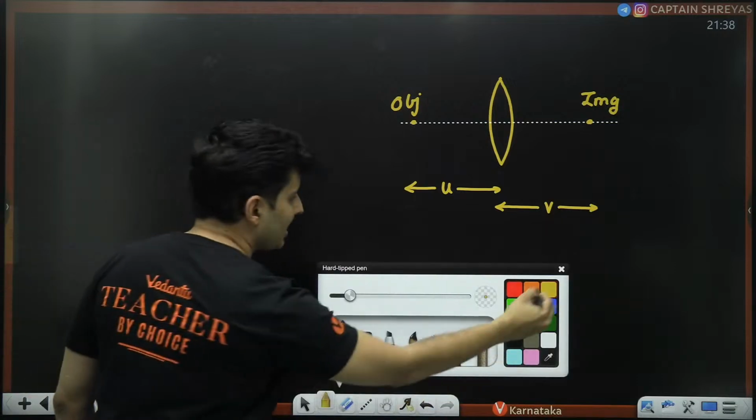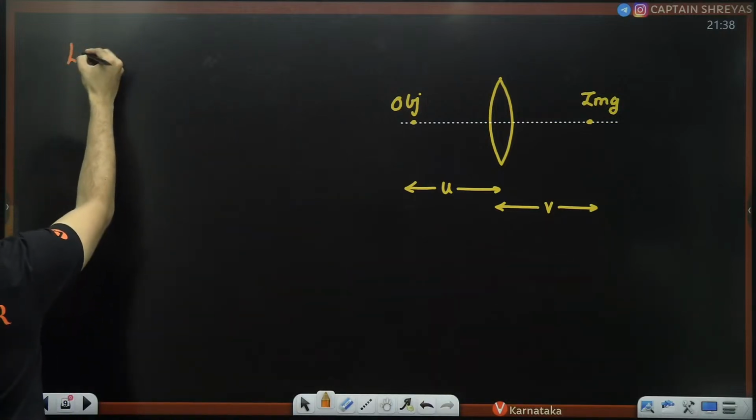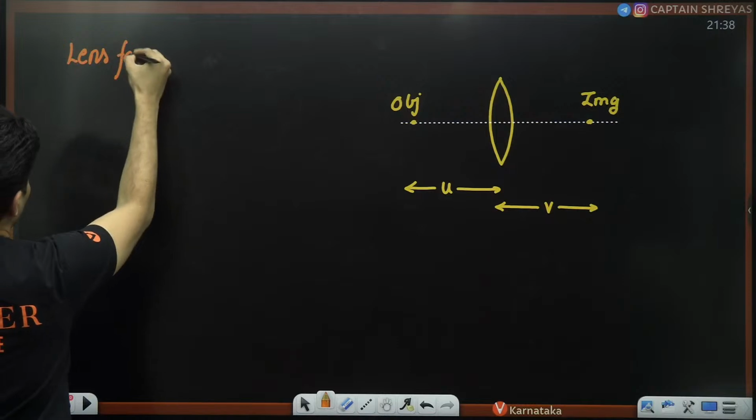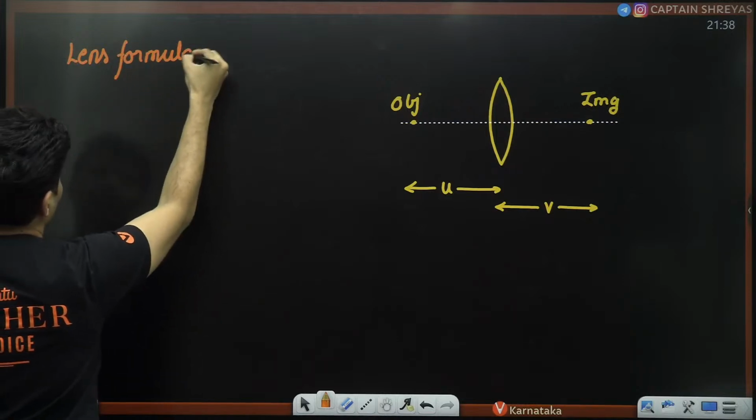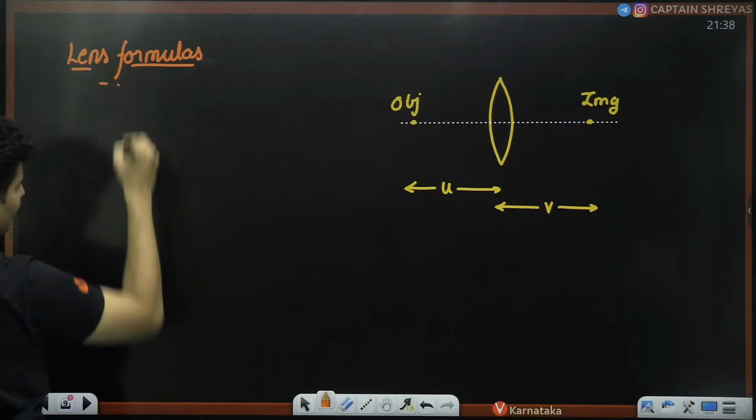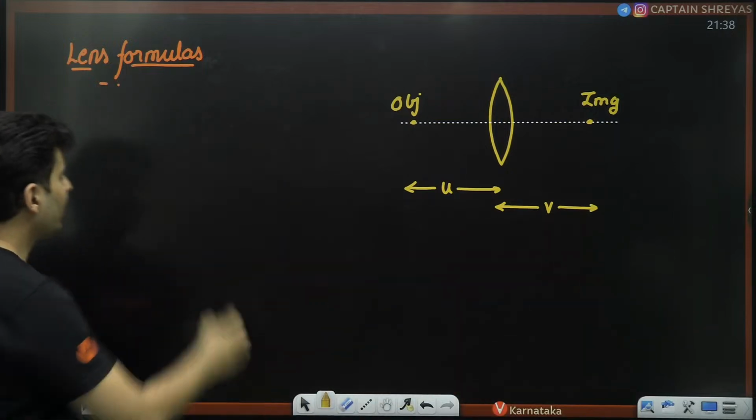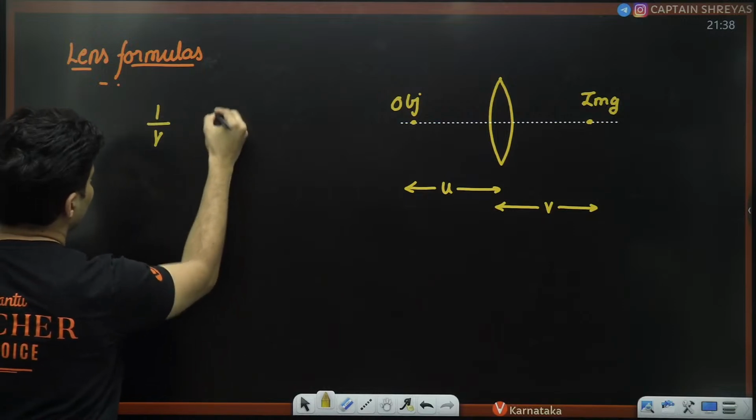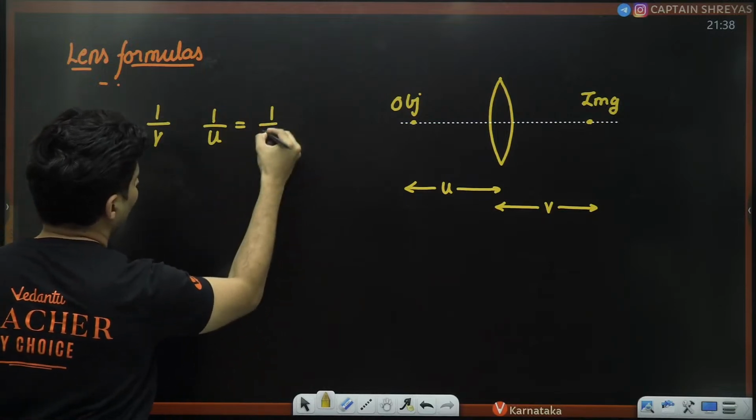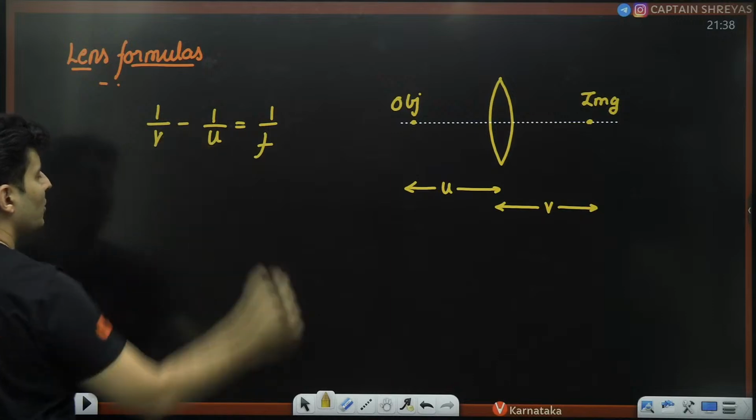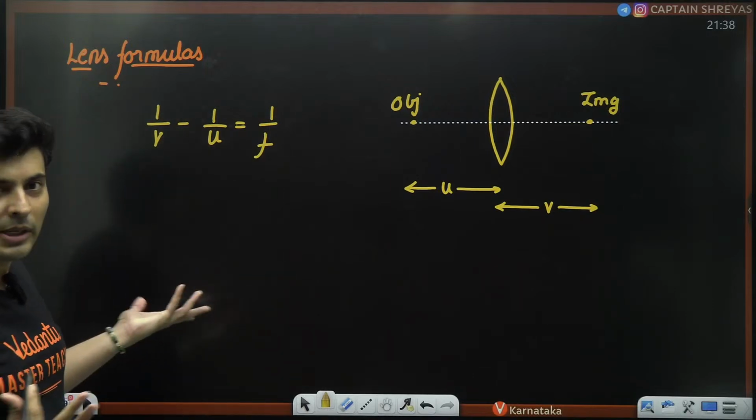So the formulas are as follows. These are called your lens formulas, my dear students. Do you remember the mirror formula? Mirror formula used to be 1 by v plus 1 by u is equal to 1 by f. Instead of plus, you put a minus, and that becomes the lens formula.